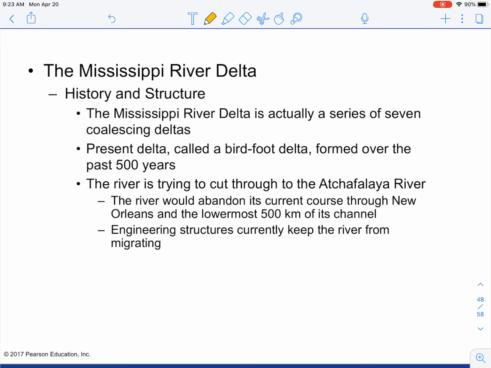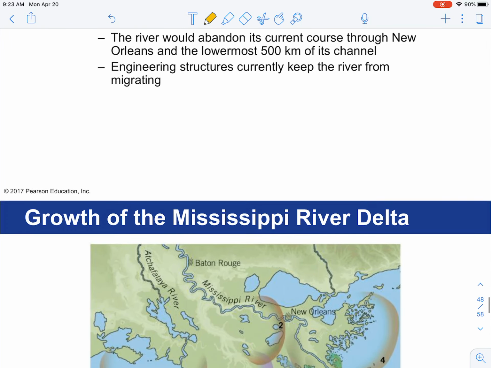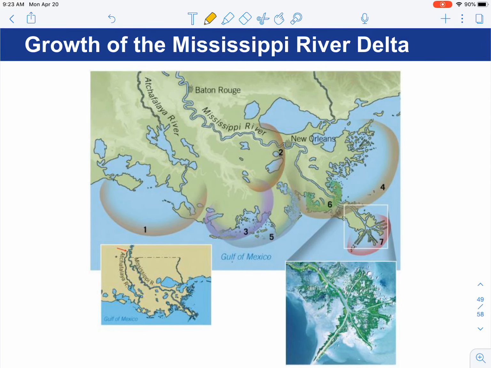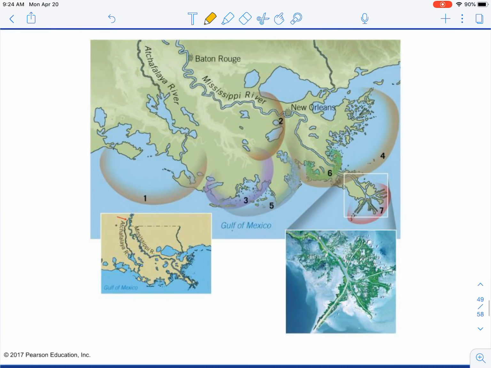The Mississippi has a huge delta that's been forming over the last 500 years. What the Army Corps of Civil Engineers did in the late 1800s, early 1900s, is they engineered structures to help mitigate flooding along the Mississippi River Delta. Unfortunately, these structures have not withstood the effects of time. So here is an image, a map that shows where the Mississippi Delta was and where it's grown. Currently the delta is all the way out here.